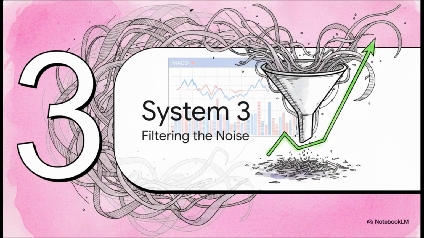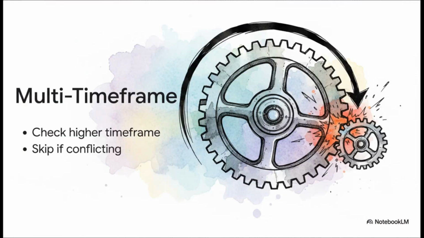Which brings us nicely to System 3, filtering the noise. To avoid those brutal fakeouts we talked about earlier, we use the system strictly to separate the absolute best setups from, well, the garbage. The core of this filter is multi-time frame alignment.